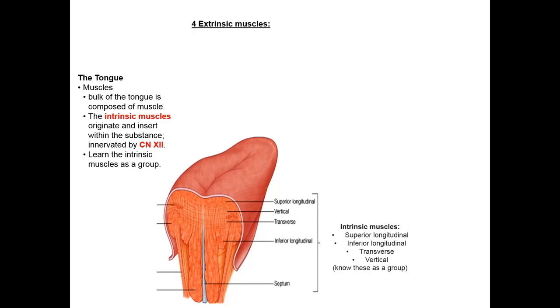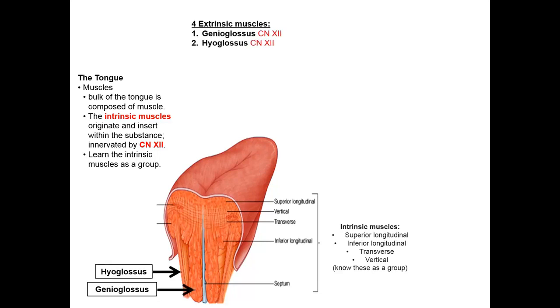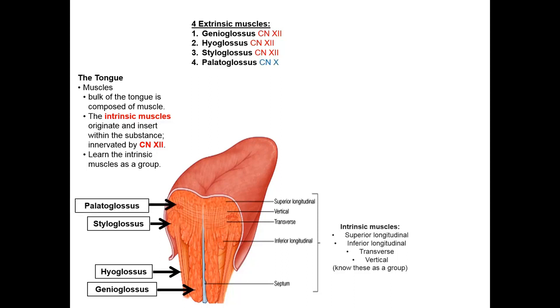There are 4 extrinsic muscles. This means that they originate from outside the tongue and insert into the tongue. The first of these is the genioglossus. The second, on the side of the tongue, is the hyoglossus. And the third is the styloglossus. All 3 of these are innervated by cranial nerve 12. The palatoglossus is innervated by cranial nerve 10.